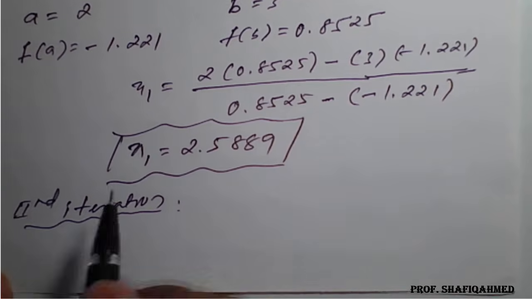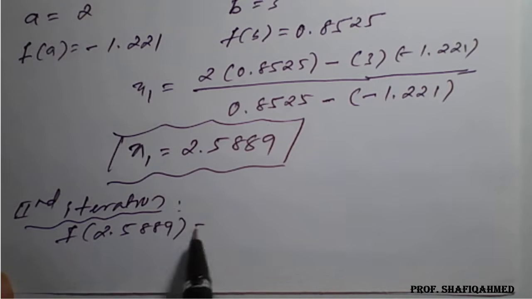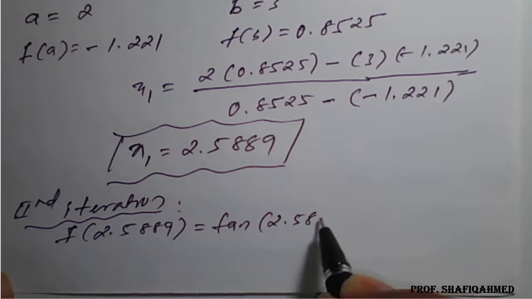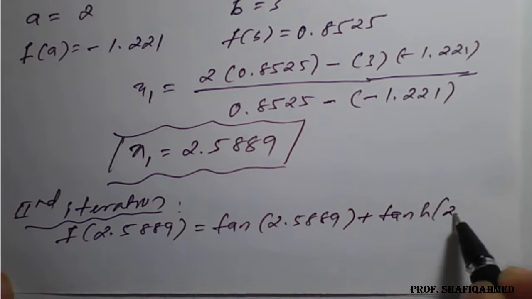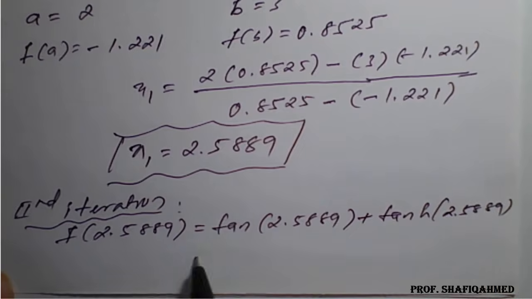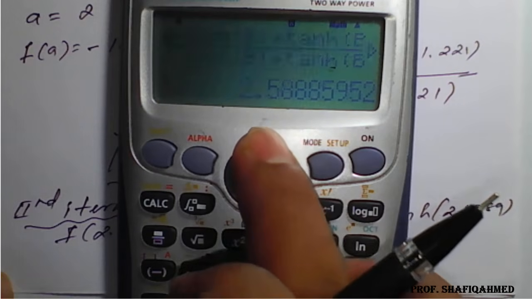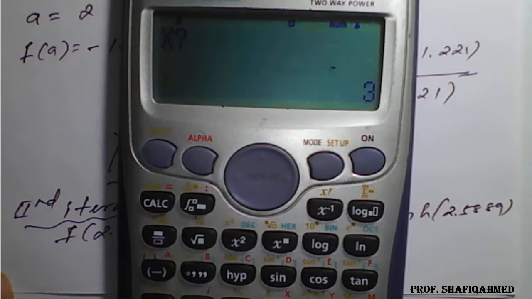we need to find the value of f of 2.5889, that is tan of 2.5889 plus tan hyperbolic of 2.5889. I have already typed this equation in. You just put the AC button and you can see it here. So tan x plus tan hyperbolic of x, you go for the calc option and put the value 2.5889 and see the answer.